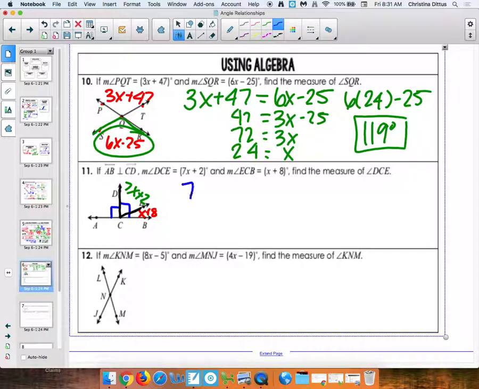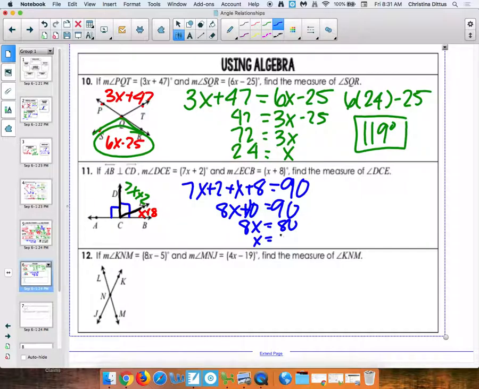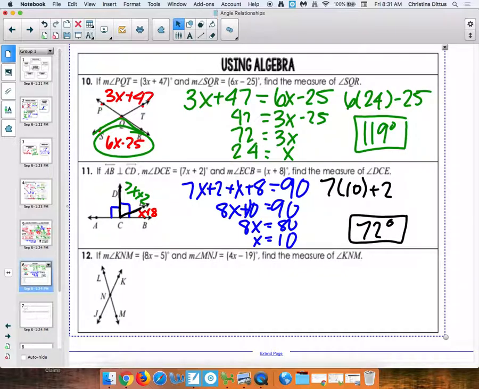So let's add them. 7x plus 2 plus x plus 8 and set equal to 90 because they make a right angle. I have 8x plus 10. Ooh, I forgot the one. Equals 90. So 8x equals how much? 80. How much is x? 10. To find DCE, what do I do? Plug it into 7x plus 2. 7 times 10 plus 2, how much is DCE? 72 degrees. Perfect.